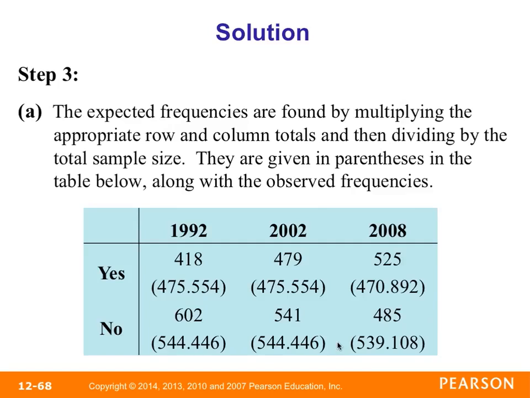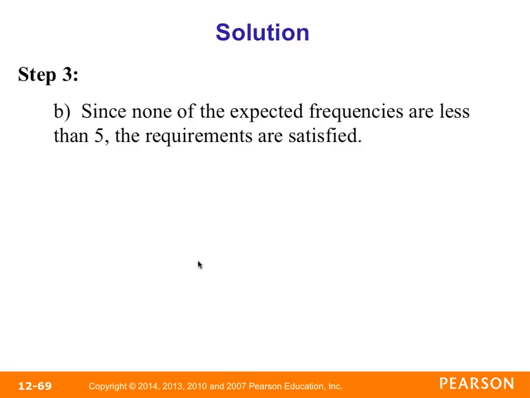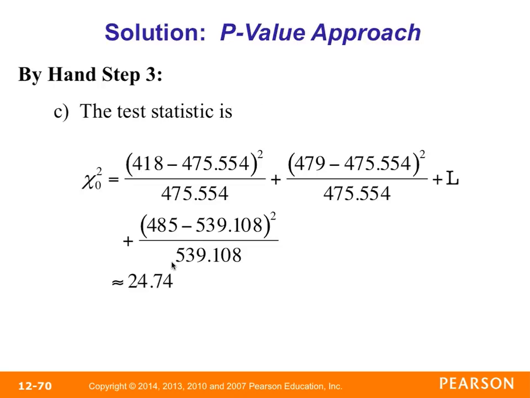So the expected frequencies are found by multiplying the appropriate row and column totals and then dividing by the sample size. These are given in parentheses in the table below along with the observed frequencies. This is something we've already done for a similar problem, so I'm not going to redo that. But these are what we would expect, and above it is what we actually observed. None of the expected frequencies are less than 5, so all of our requirements have been satisfied.